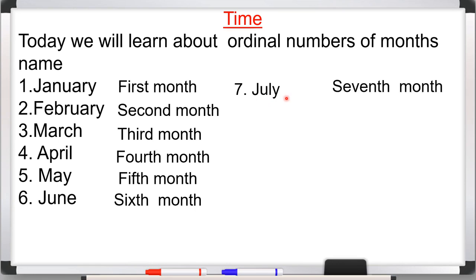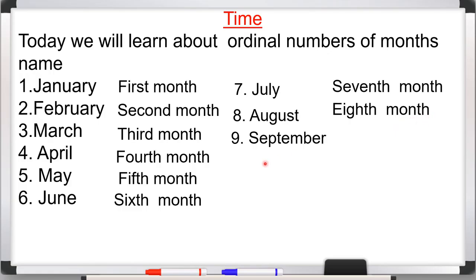Now the next one is July. And July is the seventh month of a year. Seventh month. So July is the seventh month of a year. Now August. And August is the eighth month. So what is the spelling? Eighth month. Now the next one is September.